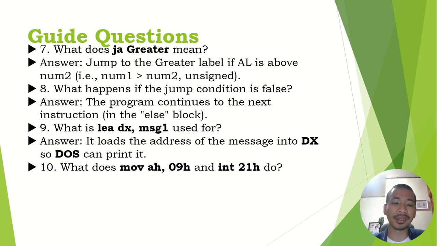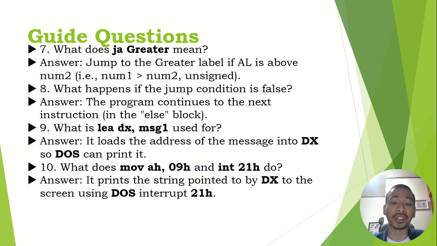Number 10, what does MOV AH, 09 and INT 21 do? We already encountered it in our previous sessions, right, in our laboratory classes. So it prints the string pointed to by DX to the screen using DOS interrupt 21H.